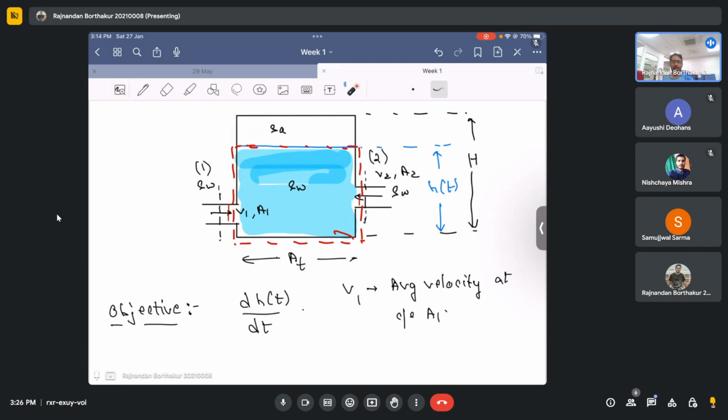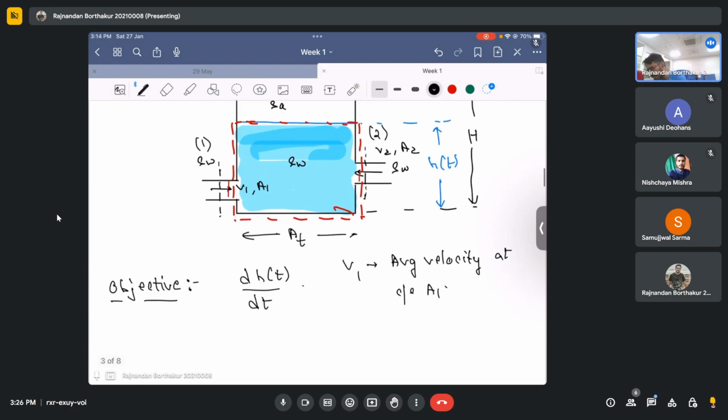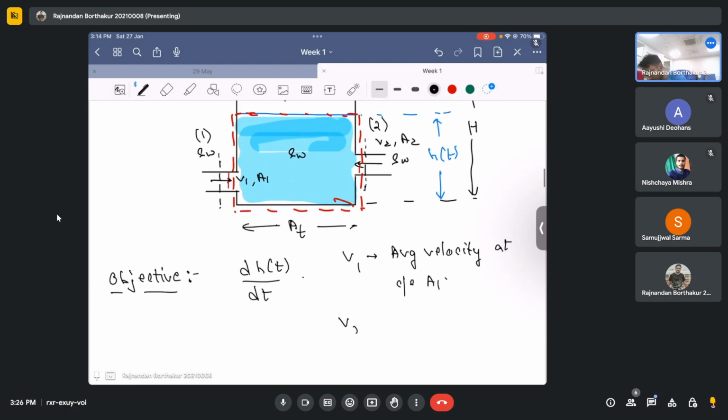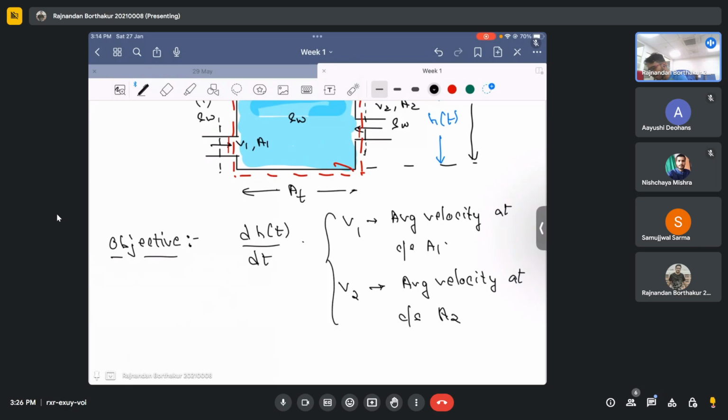A similar analogy can be drawn for V2 as well. So I would write here that this V2 is the average velocity at cross section 2. In principle, this V1 and V2 are constant. That is something that I wish to say.